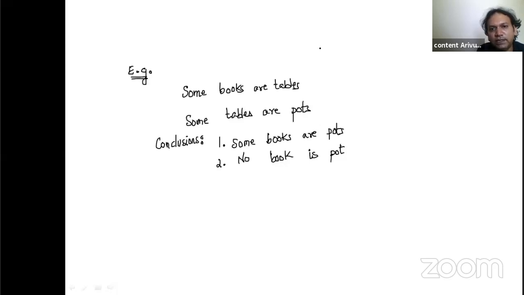So in this particular example question, what will be the answer? That is A, B, C, D, E. I hope you know what the answer options are. A means only one is true. B means only two is true. C means either one or two is true. D means neither one nor two is true, and E means both are true. So in this particular example, what will be the answer? Some books are tables, some tables are pots.